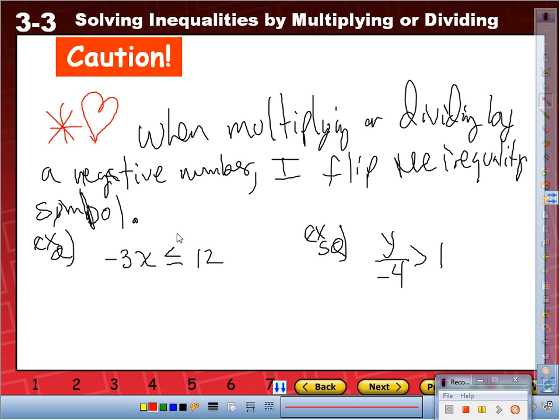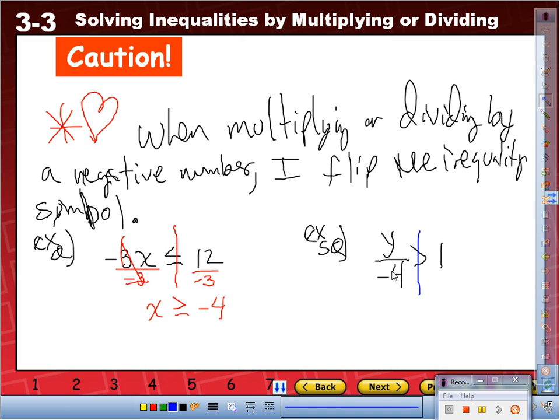Here he goes. Line down the inequality sign. To cancel this negative 3, or to get rid of it, we need to divide by negative 3. Is that correct? Divide by negative 3. X is greater than or equal to negative 4. Why did I do that? Because the rule says when multiplying or dividing by a negative number, I flip the inequality symbol. Did I divide by a negative number? Yeah. Okay, now look at this one over here.